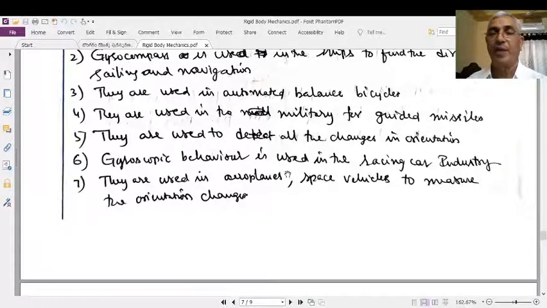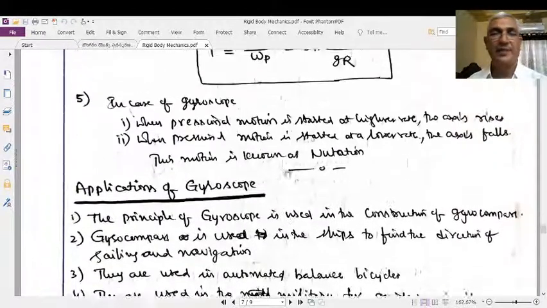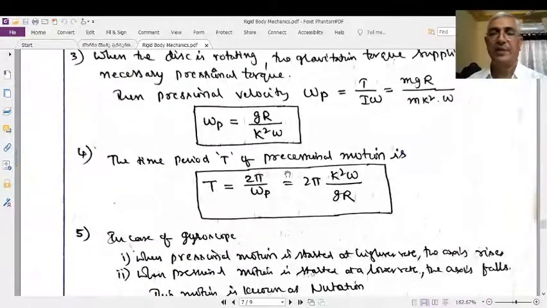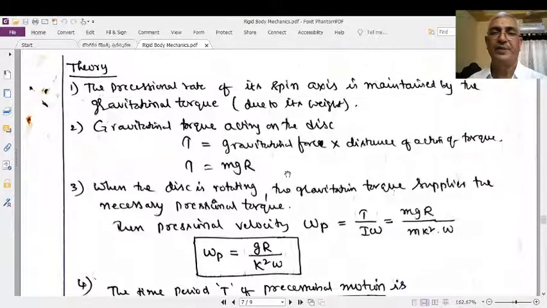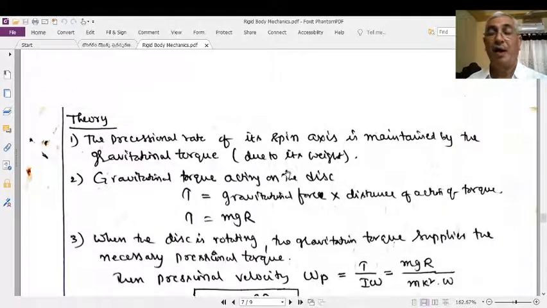This is about a beautiful, excellent, valuable device, the gyroscope, which has a wide range of applications in many fields in present day technology. This is about what is known as the gyroscope.